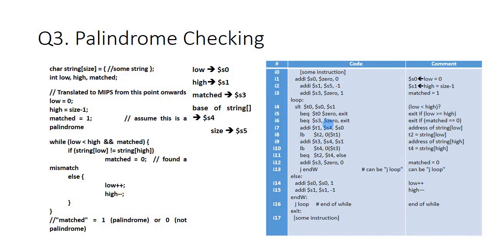Okay, let's go on to the last question, which is on palindrome checking. A palindrome is basically a string of characters where you look at it from left to right or right to left, and you spell it the same way. So that is what you call a palindrome. If you go through the C code and the equivalent MIPS code here, you should be able to figure out what we're trying to do.